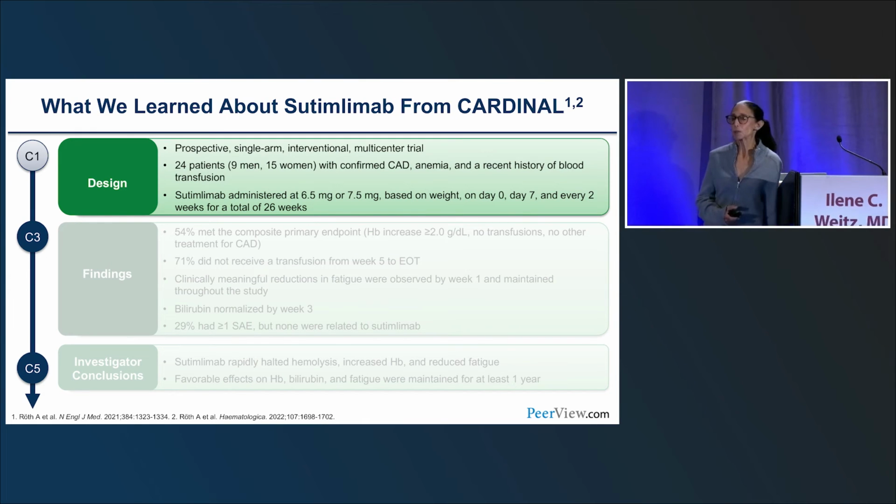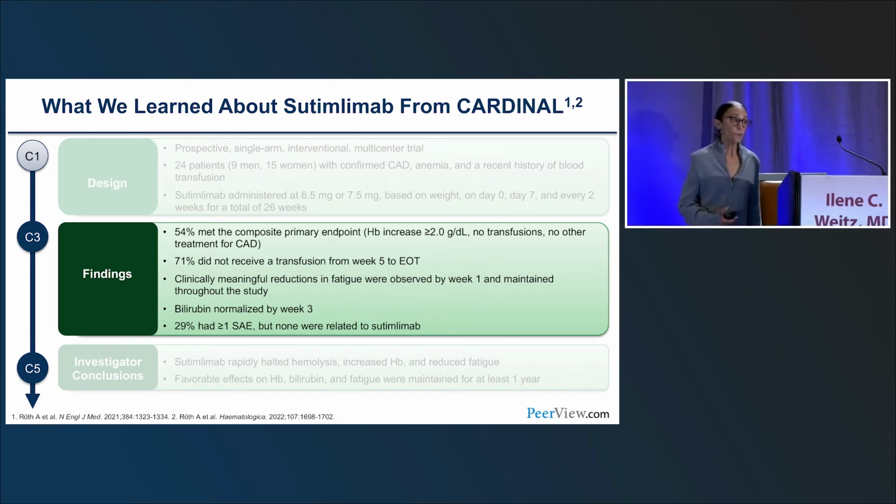What about patients who are transfusion dependent? These tend to be a sicker population. And again, in the Cardinal study, 24 patients with confirmed CAD, anemia, and a recent history of a transfusion. Sutimlimab was administered the same way as in Cadenza, and 54% of the patients met the primary endpoint, so they had greater than a 2-gram increase in the hemoglobin, did not require transfusion or any other CAD intervention.